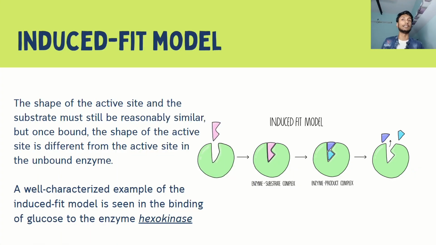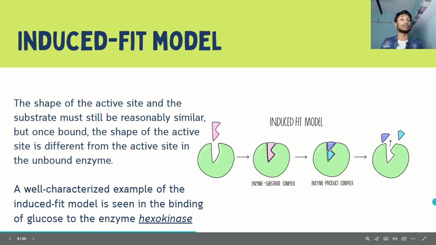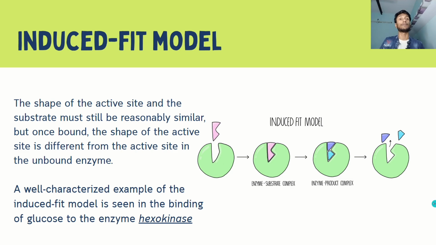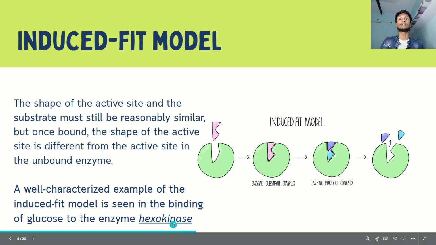The shape of the active site and the substrate must still be reasonably similar, but once bound, the shape of the active site is different from the active site in the unbound enzyme. It means when the site is induced, it makes an enzyme-product complex. A well-characterized example of the induced fit model is seen in the binding of glucose to hexokinase.